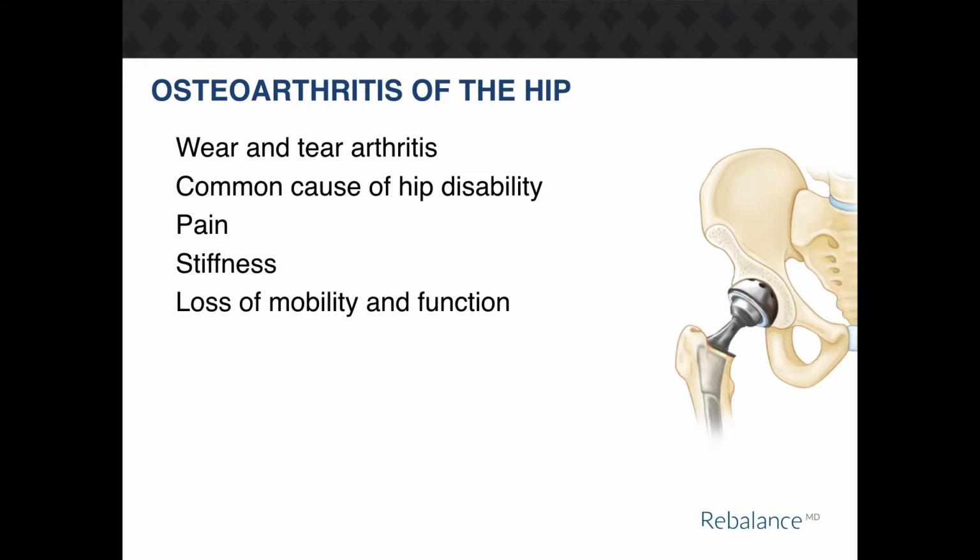Osteoarthritis is a common cause of hip disability and the primary reason for a hip replacement. Osteoarthritis is a byproduct of age-related wear and tear, and this can result in pain, stiffness, loss of mobility, and deterioration in function.